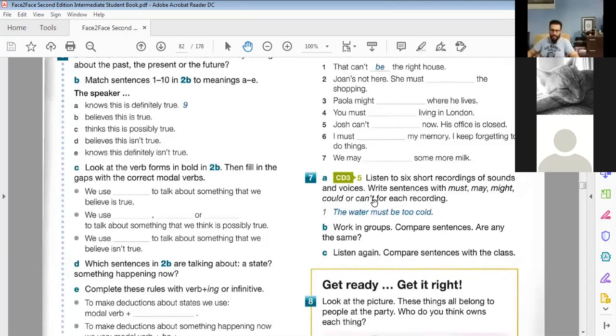You get the idea. So here in the first recording, I think maybe someone is complaining about the water, right? Or making a sort of reaction sound or something. And the response to this could be, the water must be too cold. So I think if we play them, you can hear them.